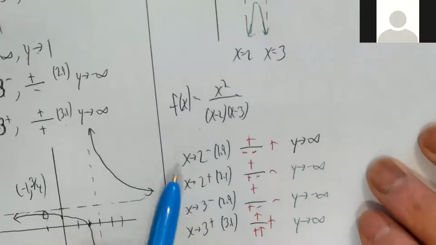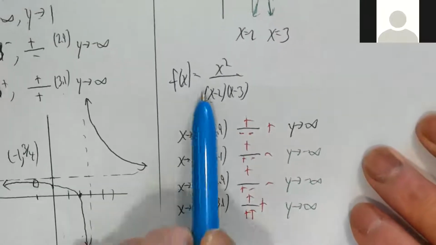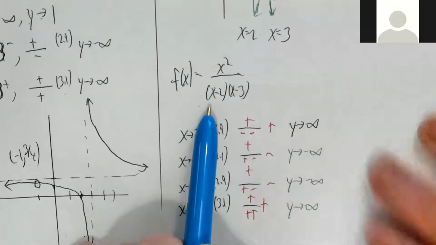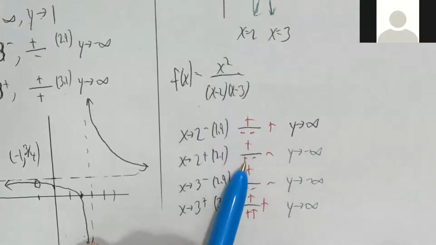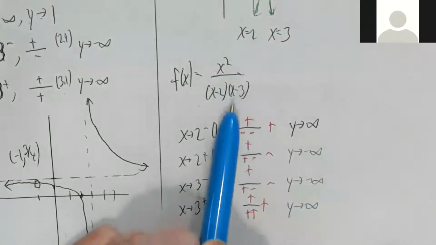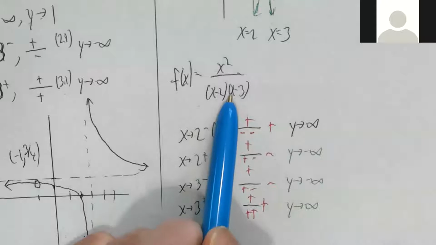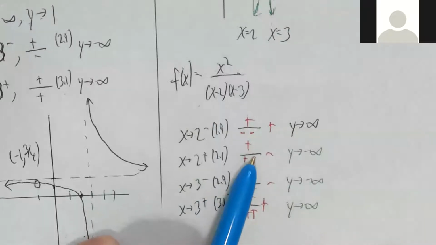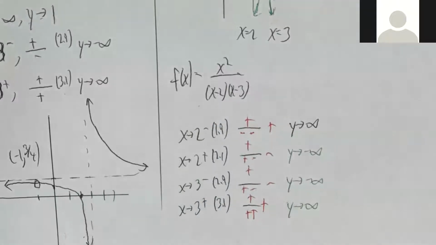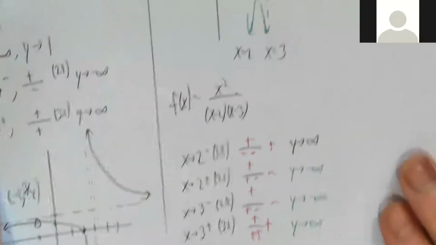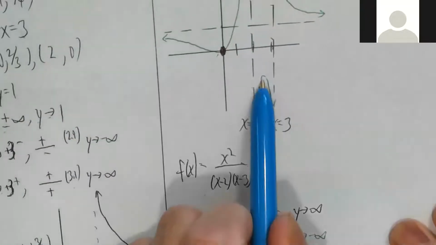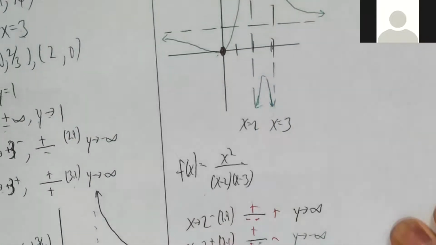Okay, a little bit to the right of 2, 2.1. I already know the numerator is positive. 2.1 minus 2, positive. 2.1 minus 3, negative. So that makes the whole thing negative. Y approaches negative infinity. So a little bit to the right of 2, the graph shoots down.